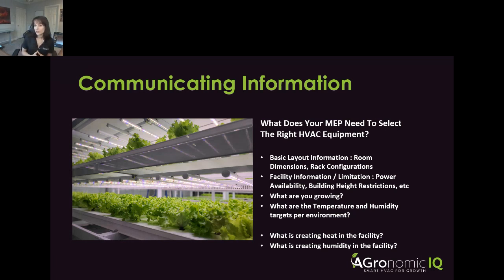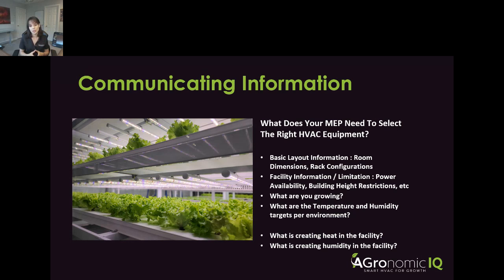They also need to understand facility information and limitations. CEA facilities require a significant amount of power. If there are power constraints, we need to know what those are before we go down the rabbit hole of selecting different equipment, because if you've got power limitations in your facility, you might need to buy the more expensive equipment that is the most energy efficient for your application.